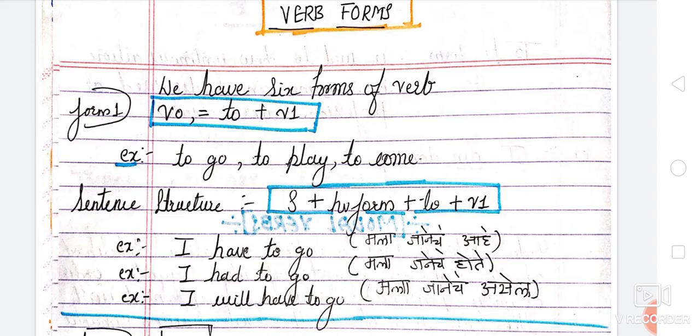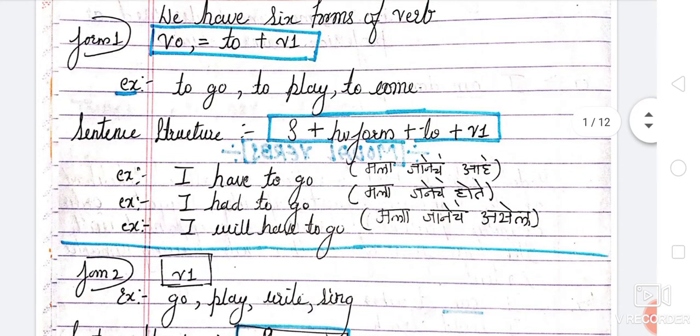See what the sentence structure is here: S plus have form plus to plus V1, isn't it? So: I have to go, I had to go, I will have to go. Here you can see that go is the main verb, right? But to go, have to go. So we use have to along with the main verb. The entire verb form here will be taken with have form plus to. This is how it is used while framing sentences.